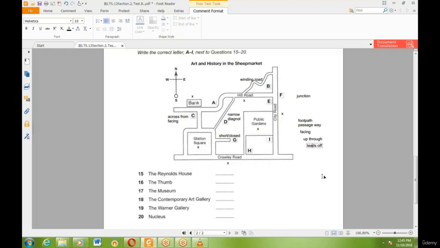There's a lot of language that relates to direction that you have to know. And if you don't know what facing means, or what it means to go up through, or to lead off from, or same side, all this kind of language, right? There are more words, and when you look at other maps, you come across different words. That's why knowing how to practice is so important.